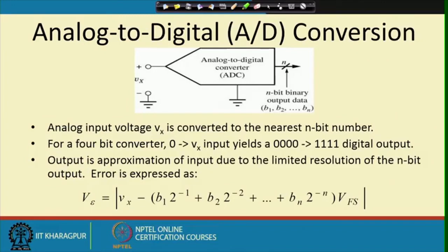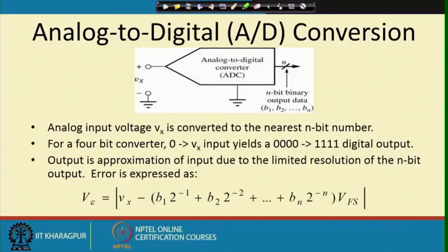So, this analog input voltage Vx will be converted to the nearest n bit number. Again the same thing: for a 4 bit converter, 0 to Vx as input will yield 0000 to 1111 digital output. When you give 0 as input, you get 0000. When you give the maximum value Vx as input, you get 1111 as the digital output. That is the design principle of this analog to digital converter. We will see later in our course how to design these ADCs and DACs in different ways.